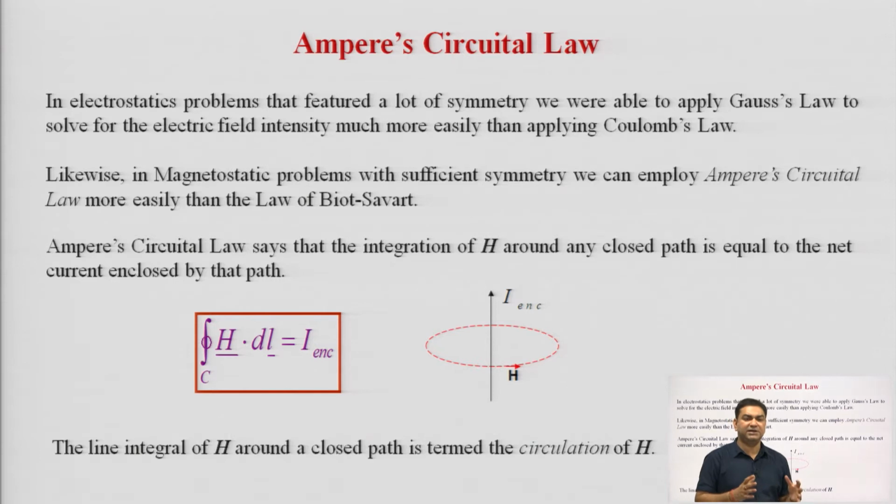This law says that the integration of H around any closed path is equal to the net current enclosed by that path. This is the statement of Ampere's circuital law, and in mathematical notation we can write that the closed integral of magnetic field intensity H dot dl is equal to I enclosed. This line integral of H around a closed path is termed the circulation of H.